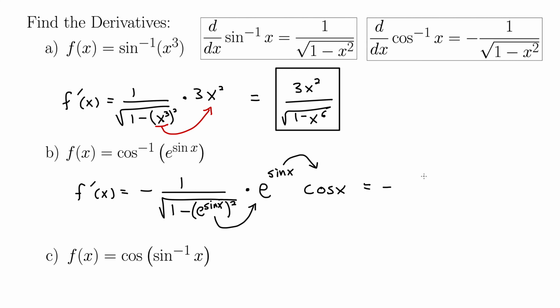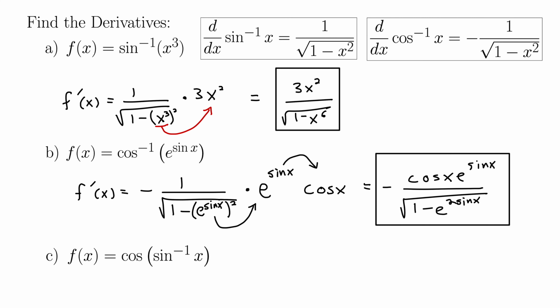It's still negative. We can put cos x e to the sine x up top. And then down below, we will just simply say square root of 1 minus e to the 2 sine x. Condense that a little bit. There we go. How about you try part C?